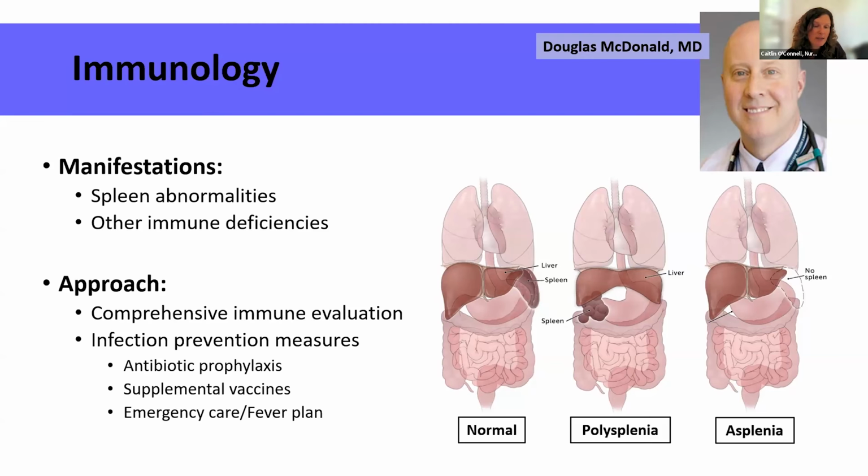Another important feature of our immunology consultation that occurs is education about the proper infection prevention measures for our patients. So the three main paramounts of this would be antibiotic prophylaxis, what supplemental vaccines are needed, and then working with the family and the pediatricians to develop a fever plan. I'll just mention that, of course, our infection prevention measures are individualized to each patient depending on the results of the evaluation that they had.